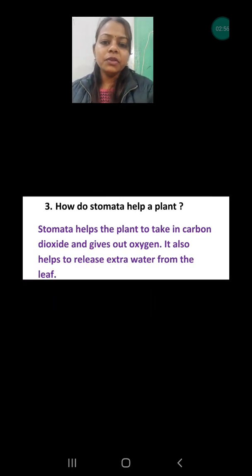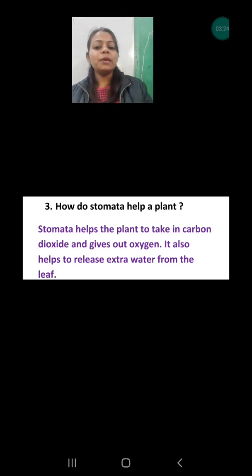Our question number 3 is asking, how do stomata help a plant? Now, what are the stomata for the plant? They are like lungs for them. What do the lungs do in our body? They help us to exchange gases, right? We need oxygen. We have to take oxygen inside the body and release carbon dioxide from the body. And which organ is helping in this function in our body?